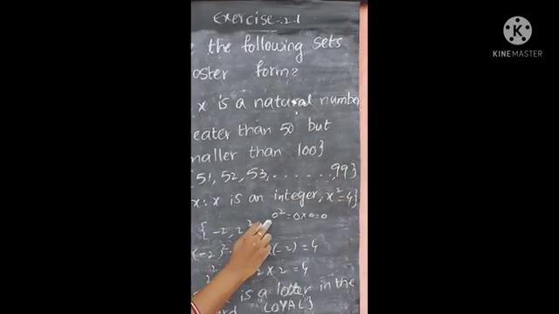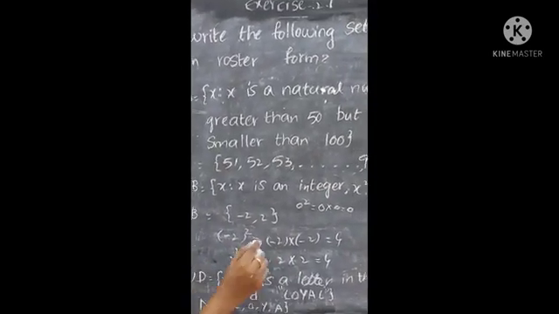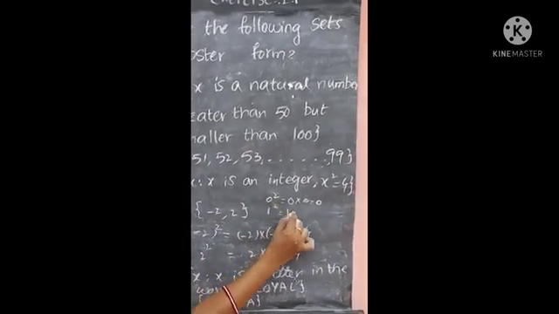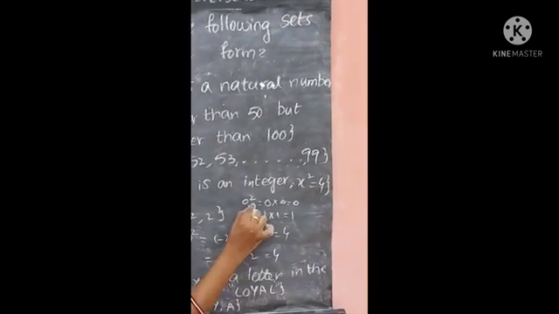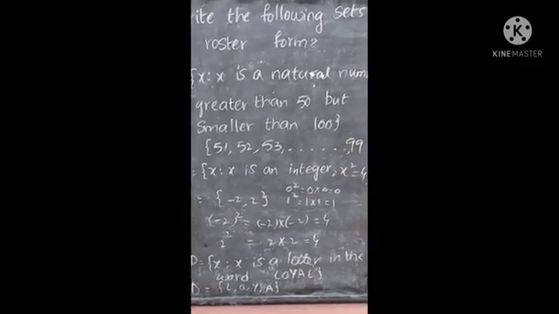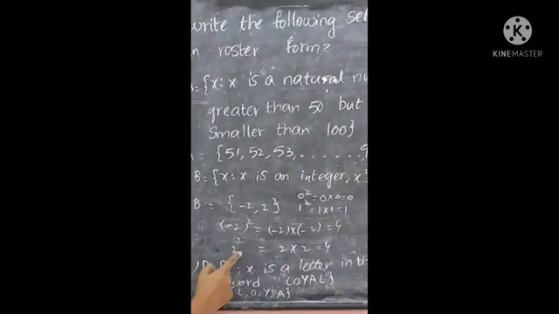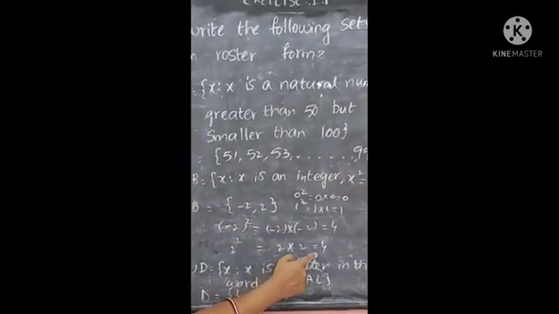If I take 1 square, so 1 into 1 is equal to 1. 1 is also not equal to 4. So 1 does not belong to this set B. If I take 2 square, its square is 2 into 2, that is equal to 4, which is equal to 4. So this 2 belongs to this set B.